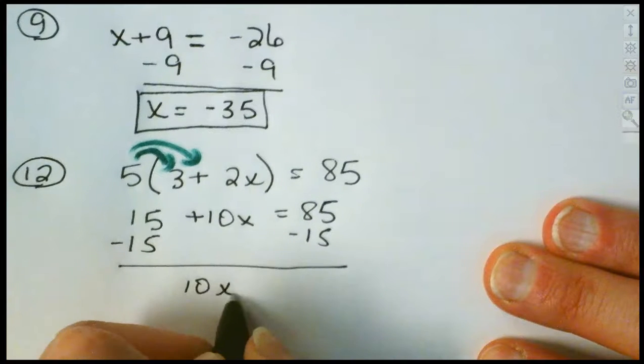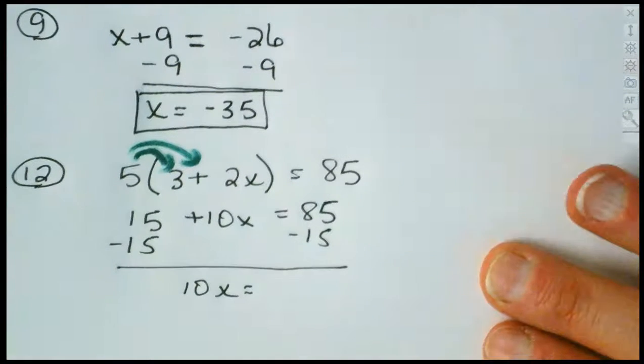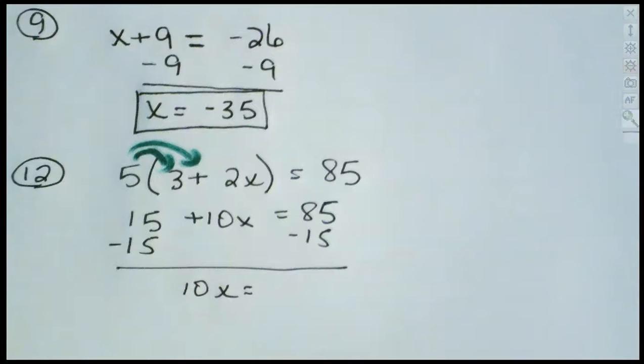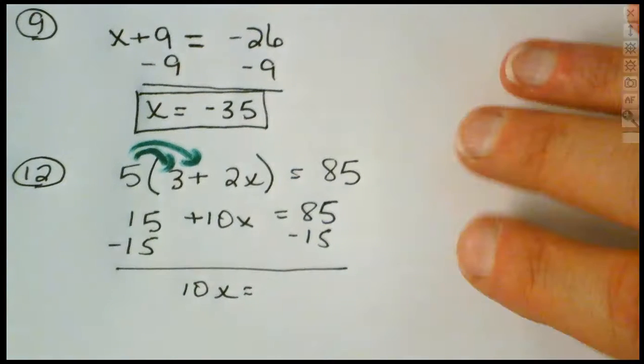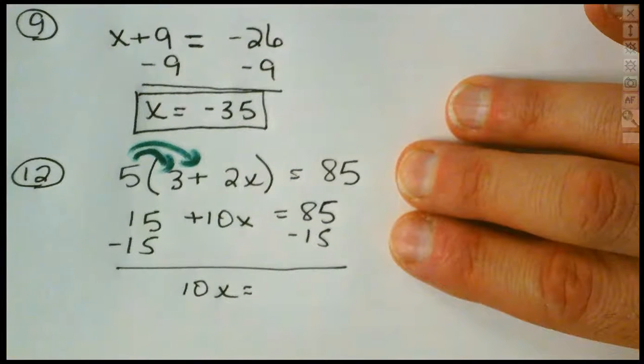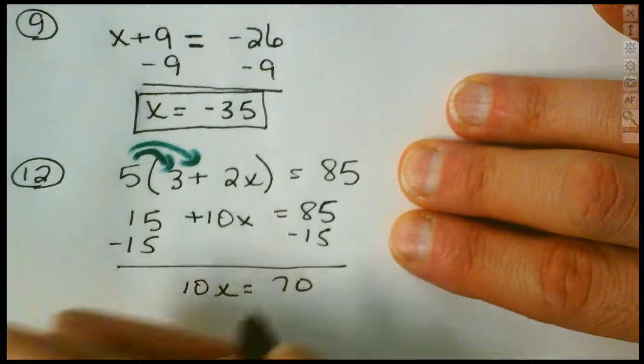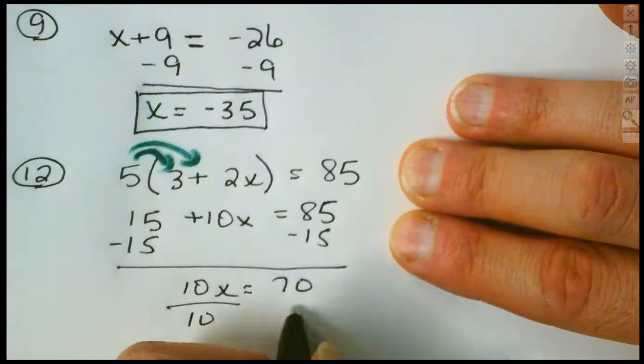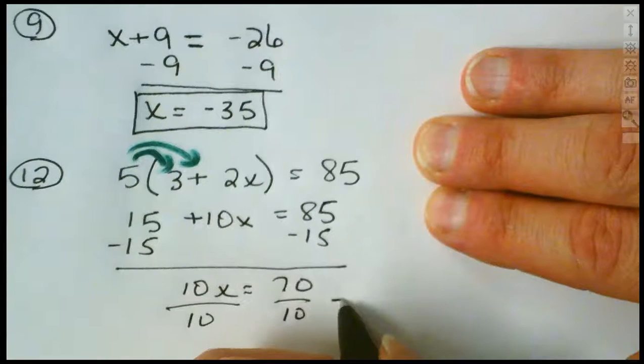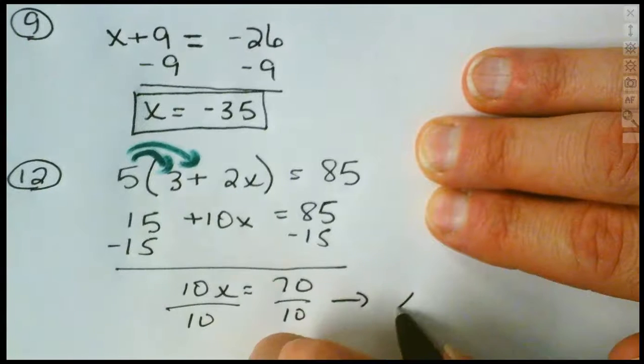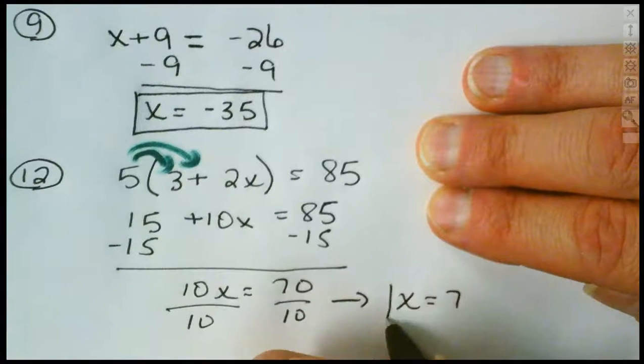Now we've got 10x equals, looks like 70, isn't it? Because we've got 85 minus 15, that should leave you with the 70. And we'll divide by our 10. And my final answer then is going to be x equals now 7.